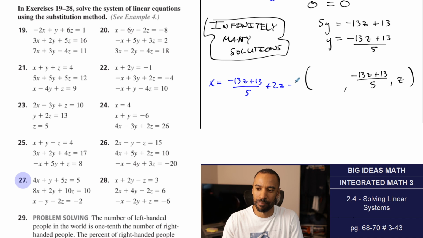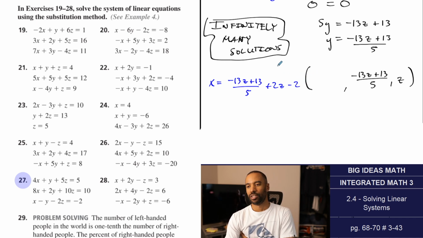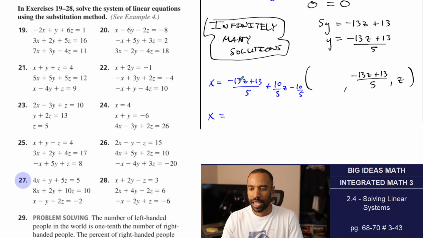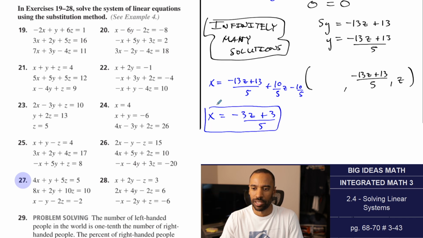plus 2z minus 2. Let's get a common denominator here. So 2z will turn into 10z over 5, and 2 will turn into 10 over 5. So now that I got a common denominator, that'll be x equals, so they're all over 5, right? Negative 13z plus 10z is negative 3z. 13 minus 10 is 3, and this is all over 5. So that's x's solution there.